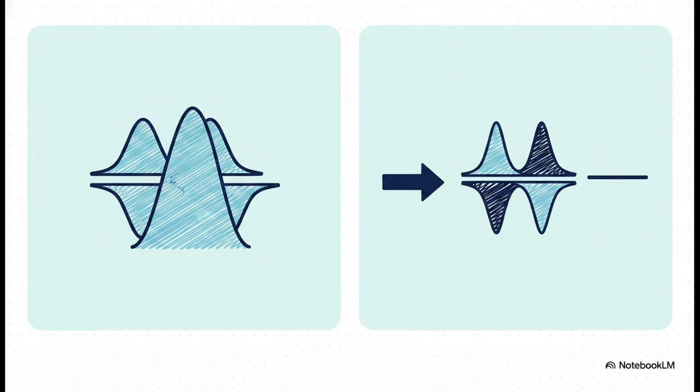If the waves are perfectly in phase, their amplitudes add together to create a massive peak. That's constructive interference. But if they are completely out of phase, say where a crest meets a trough, they mathematically subtract and cancel each other out to a net zero displacement, and that is destructive interference.